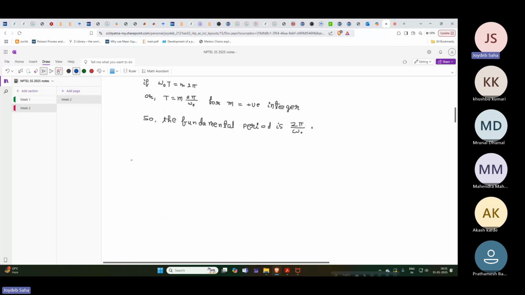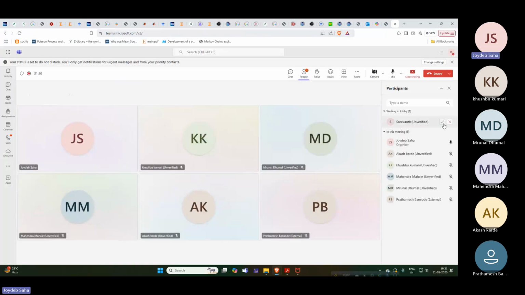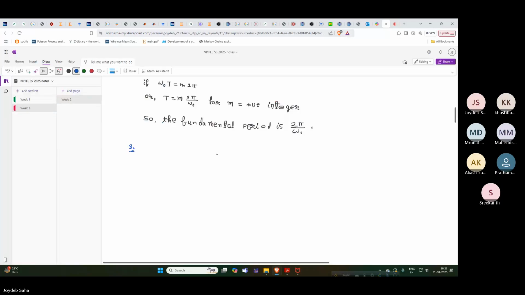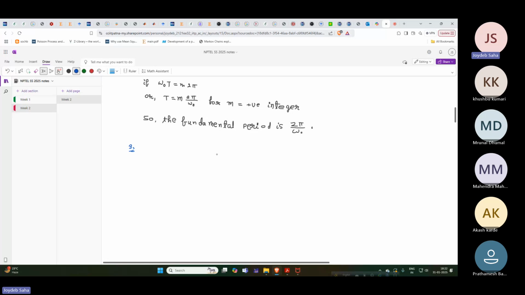Now we will go to question 3. Again we will consider a complex exponential sequence. The first question was a complex exponential signal, and now we will take a complex exponential sequence. What is the difference between signal and sequence? A signal is continuous in domain, and a sequence is in discrete domain.